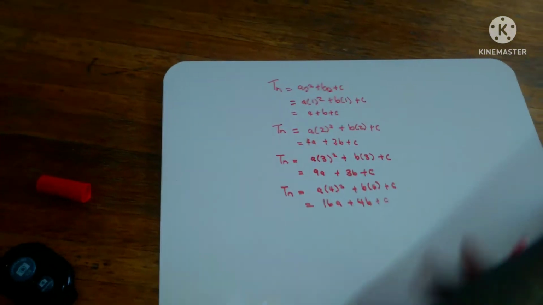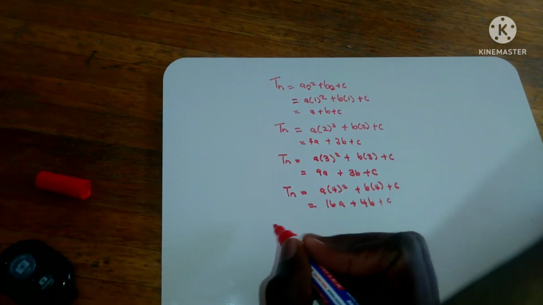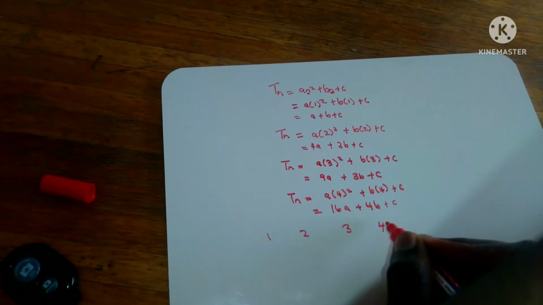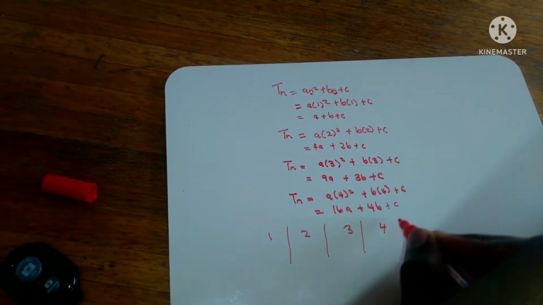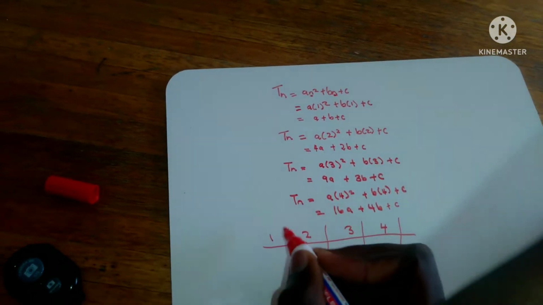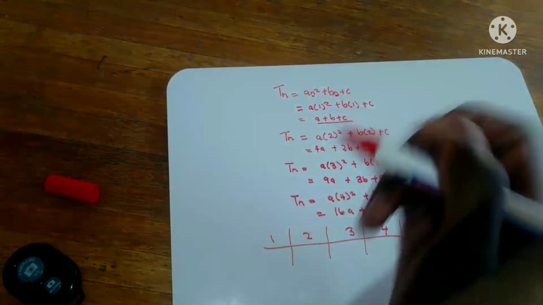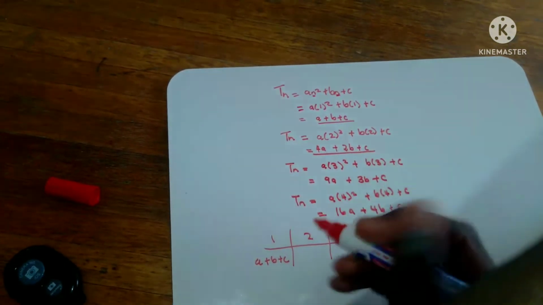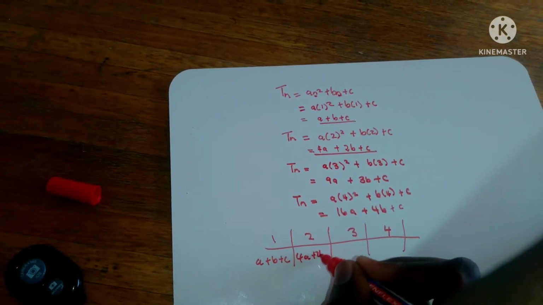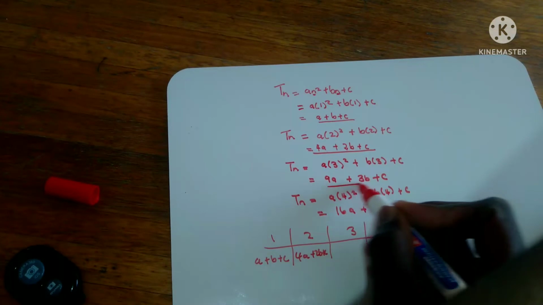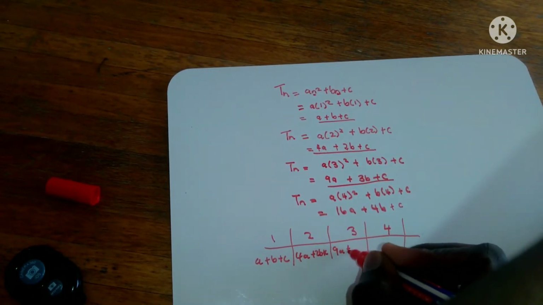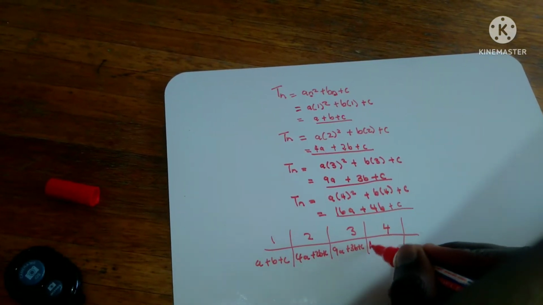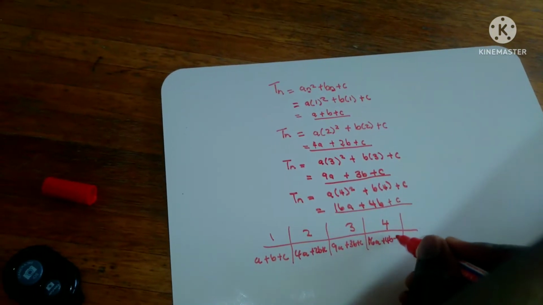Okay, you understand? So if we were to do this, we say this is term 1, term 2, term 3, and term 4. We link them together like this. At 1, we got a plus b plus c. Where there is 2, we got 4a plus 2b plus c. Where there is 3, we got 9a plus 3b plus c. Where there is 4, we got 16a plus 4b plus c.